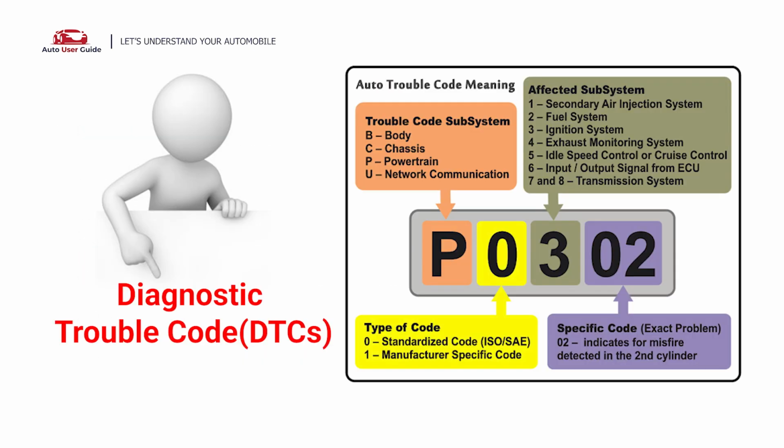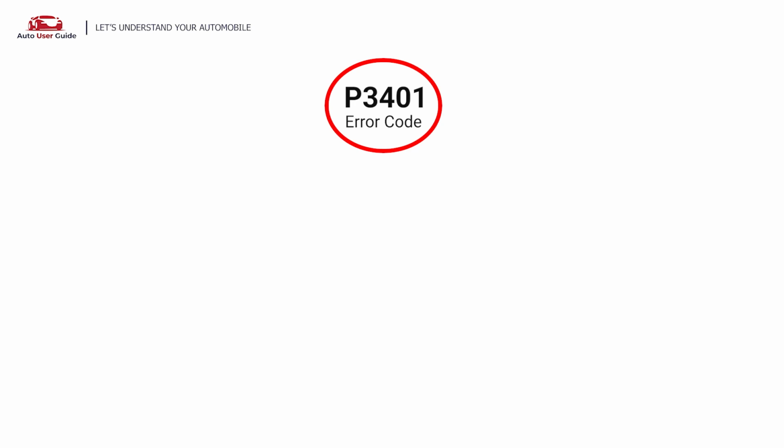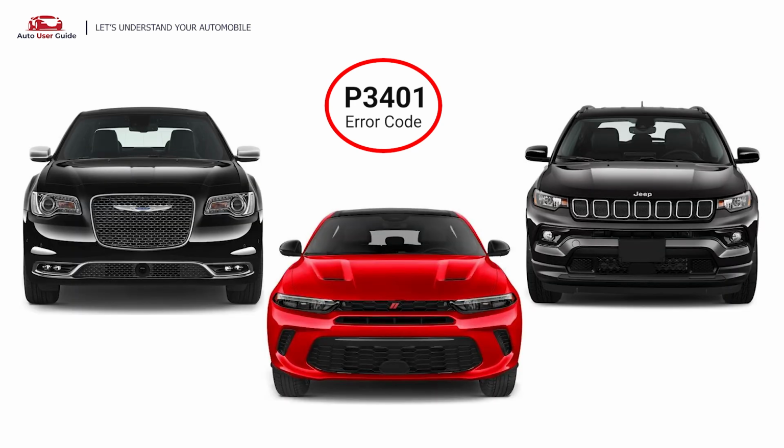Each DTC code corresponds to a specific issue in your vehicle. This error code occurs in any OBD2 equipped vehicles, especially those manufactured since 1996, and is commonly found in vehicles equipped with cylinder deactivation systems, such as some Chrysler, Dodge, and Jeep models.